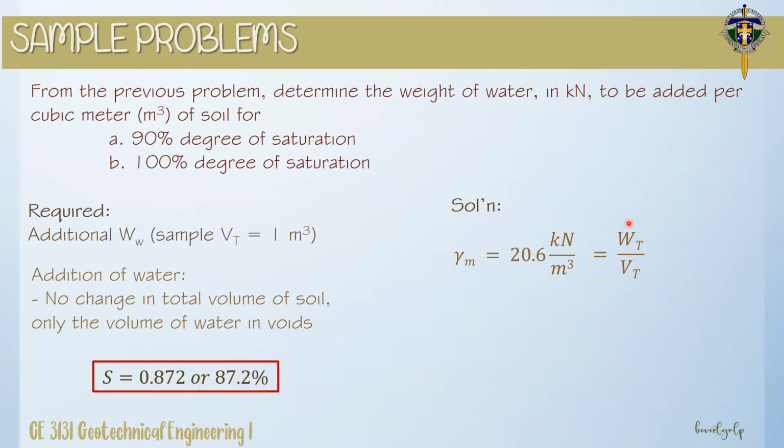So from there, we can solve for the weight of the soil. So that becomes 20.6 kilonewton per cubic meter times the volume, which is 1 cubic meter. Cubic meter and cubic meter will cancel out, and the weight, initial weight, is 20.6 kilonewton. So we will be calling this initial weight, or the weight in terms of degree of saturation is equal to 87.2%. Alright, so we already had the weight of water on this. Next is to solve the weight of water if the degree of saturation is 90%.